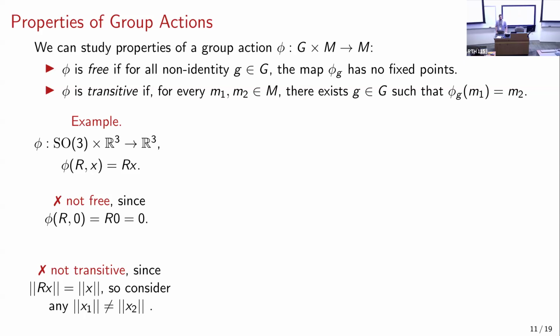It's a property of phi. So I'm going to give you examples that have the same group, the same manifold, but are not necessarily free or transitive. So it's really a property of the action. You could ask a question, does every manifold-group pair admit a free action or a transitive action? I have to think about that. I don't know the answer. Great, well, I can't solve that then, but in general, it's a property of phi itself.